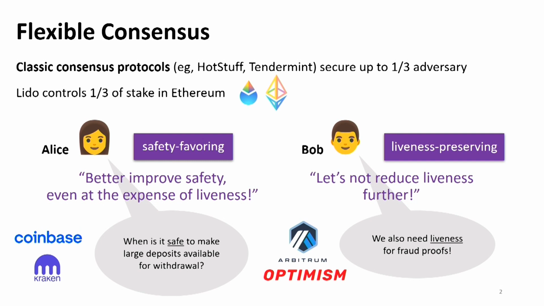And Bob may have a different use case. He interacts with an optimistic rollup, let's say, where you need not only the safety of the main chain, but also the liveness in order for fraud proofs of the rollup to go through. So what is flexible consensus? There are these two different users with different security preferences, and how do we design one protocol that caters to both their preferences? With that, I'll get into a more formal description of the model.